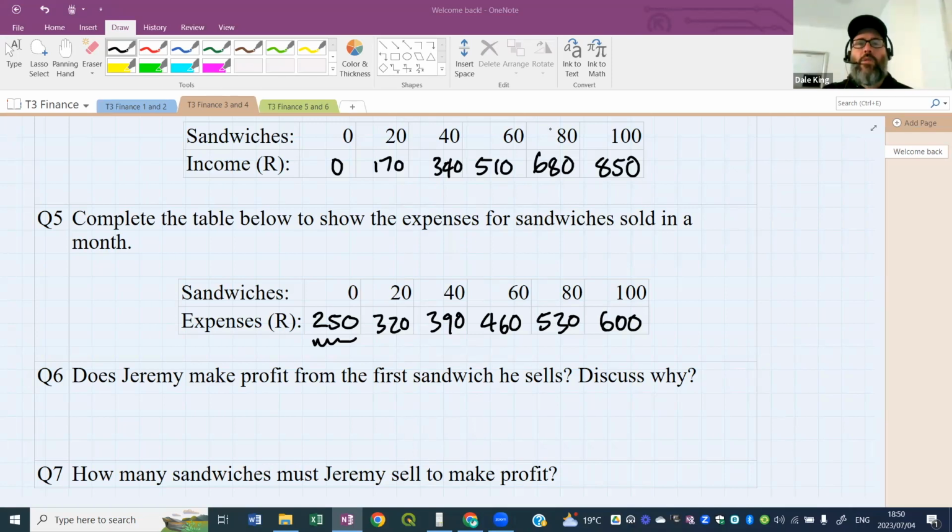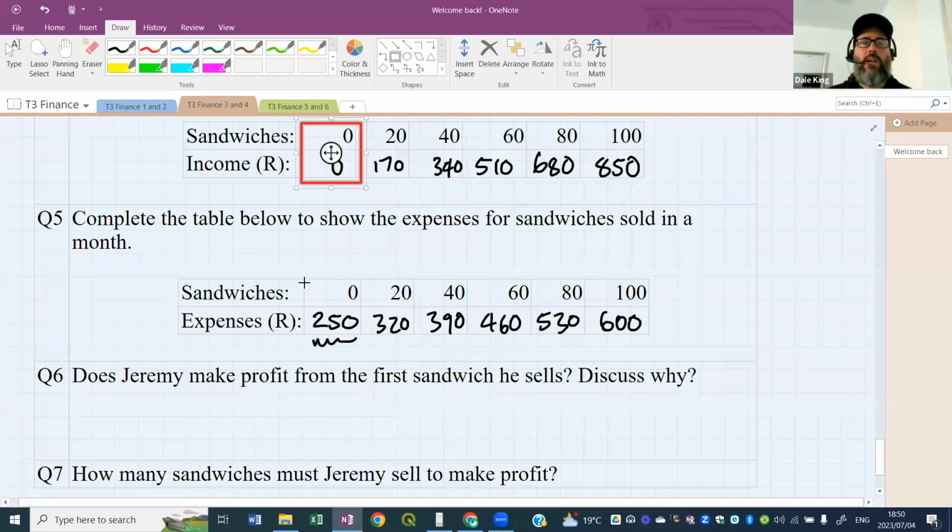No, because expense is bigger than income. Now here's an interesting answer. Salome's saying, sir, no profits because expenses are bigger than the income coming into the business. So if we look at the example of 0 sandwiches, there's 0 highlighted here, and 0 here. Look at the expense value at the bottom. 250 are his expenses. His income is 0. This guy is not making profit.